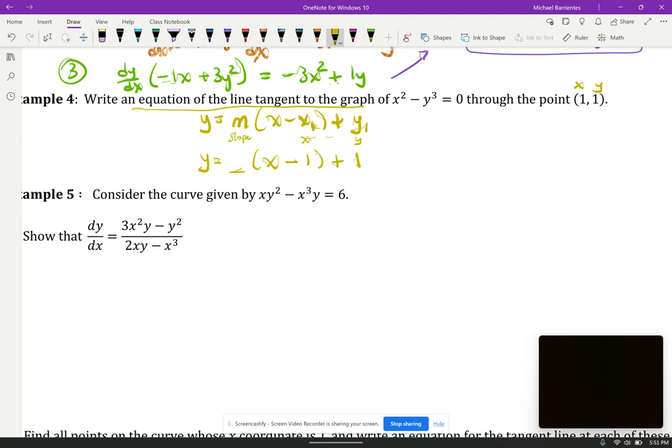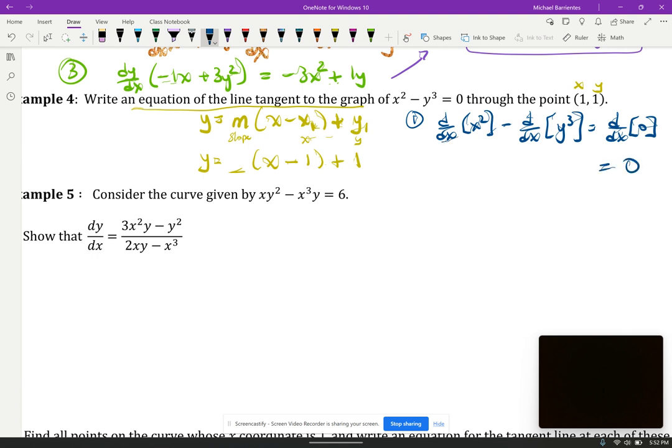Now all I need is to figure out the slope. But the slope of the tangent line is the derivative. So we need to find dy dx at the point 1, 1. So step 1, take the derivative of each piece on the left side. Since we're subtracting, I can use the difference rule that says if you're subtracting two things, take the derivative of the first, take the derivative of the second, and then subtract the answers. And I'm going to take the derivative of the right side, the derivative of 0, again, just 0.